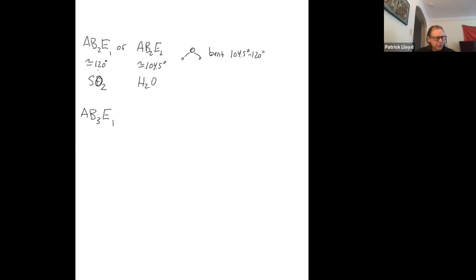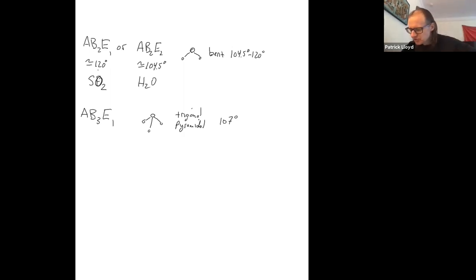But this one's kind of funky. It's kind of cool. What you get is something that looks like this. It looks like a little pyramid. And this one is called trigonal pyramidal. And it's 107.5. I'm sorry, 107. I don't know where I get the 0.5, I'm just kind of making up numbers. 107. Okay, so let me show you that one.